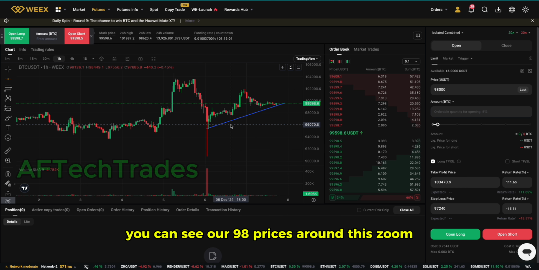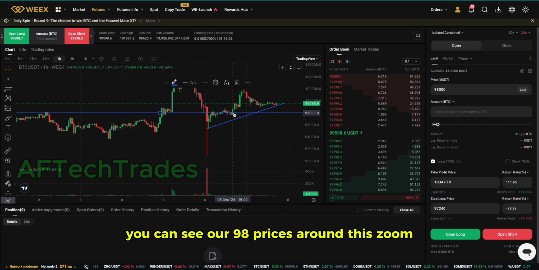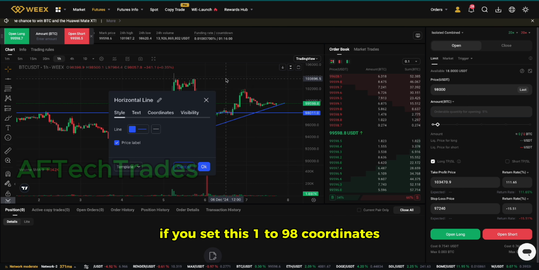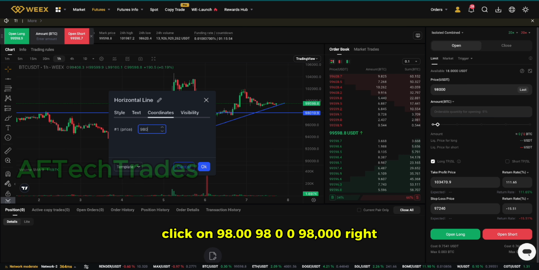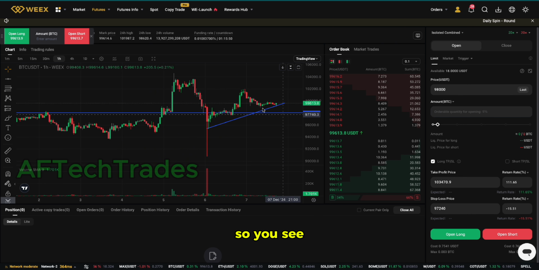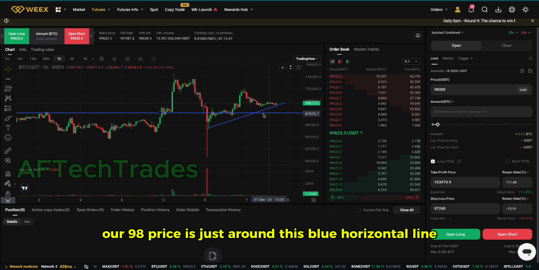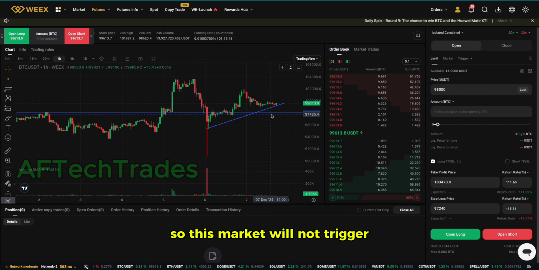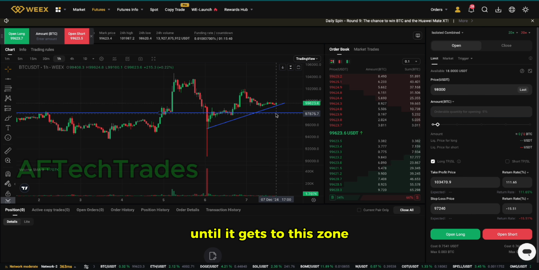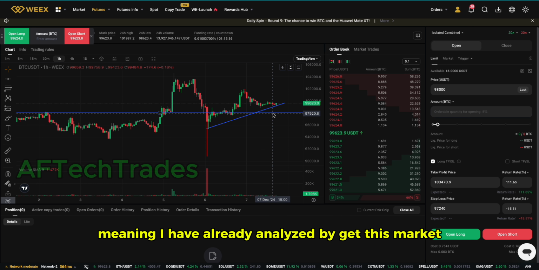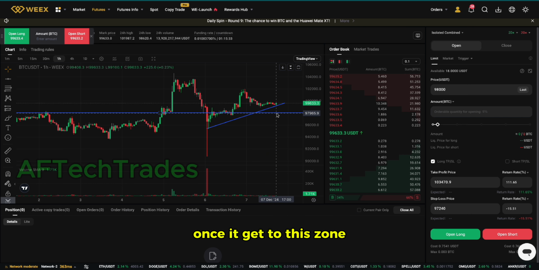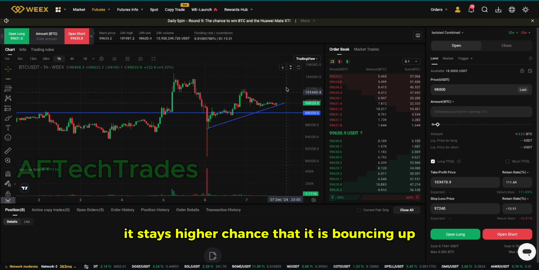You can see our 98 price is around this zone. If you set this one to 98 coordinates, click on 98.00, 9800, 98,000, right? So you see our 98 price is just around this blue horizontal line. This market will not trigger until it gets to this zone, and once it gets to this zone, it will trigger a buy, meaning I have already analyzed the market, and once it gets to this zone, there is a higher chance that it is bouncing up.